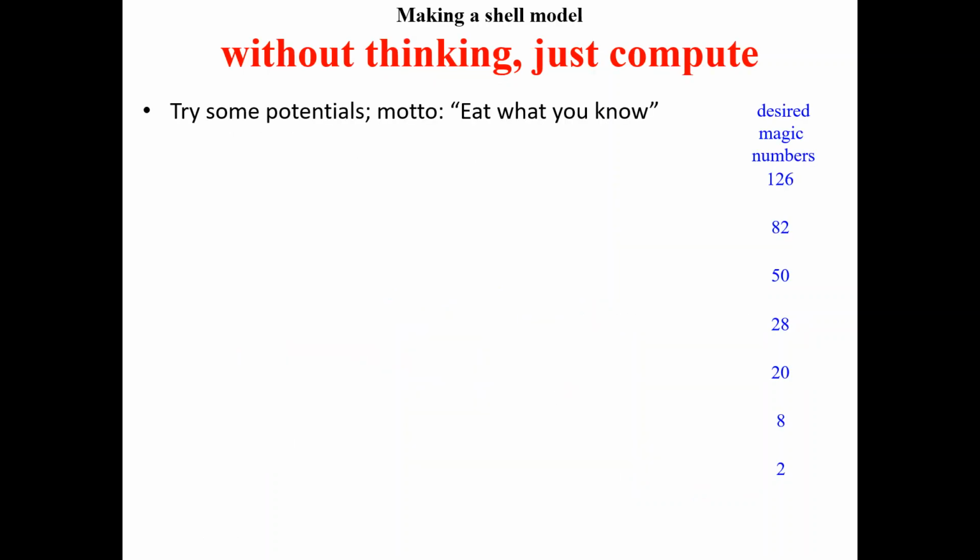So let's start without thinking. We just need to compute. We're trying to make a shell model, but we're making it without thinking. We just have to try some potentials. Our motive is, eat what you know. So these are the desired numbers. You can see them here.